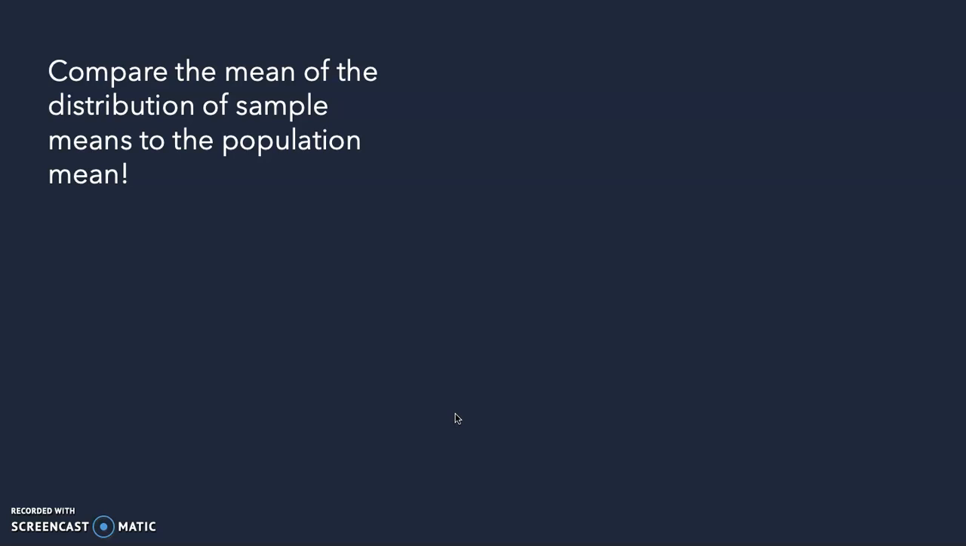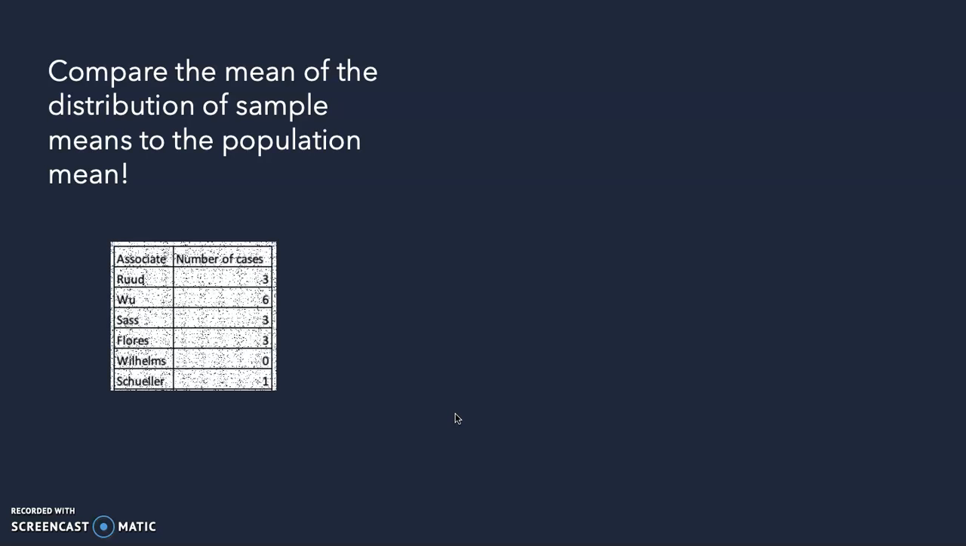Next, I would like to show you why sample mean can be used as an estimate of the population mean. We first find the population mean. So here I show you again our population, the associates from the law firm, and the number of their cases tried in the court. Thus, the average number of cases tried in the court is 2.67 cases. So this is our population mean.